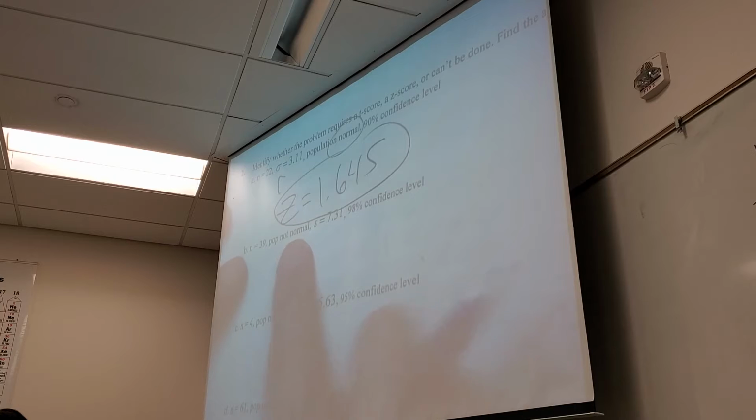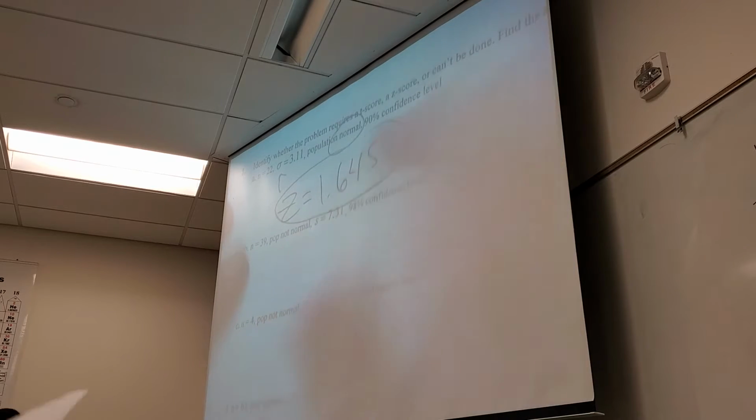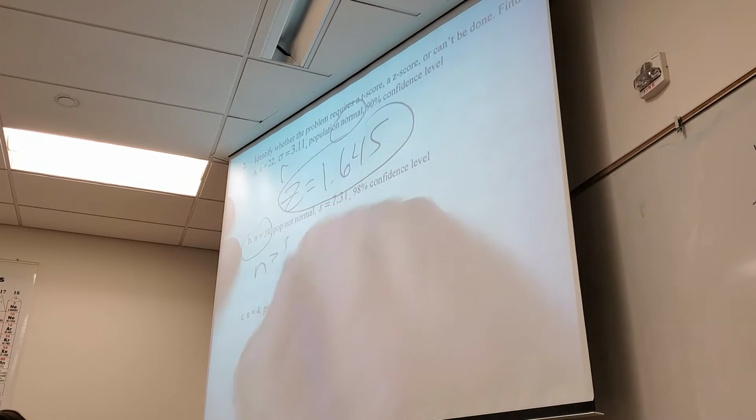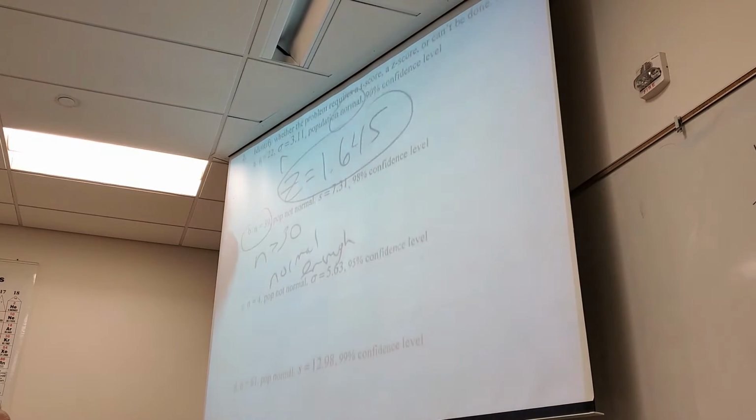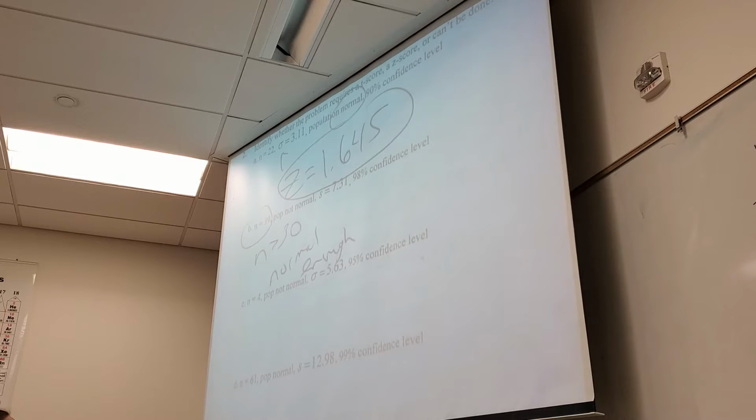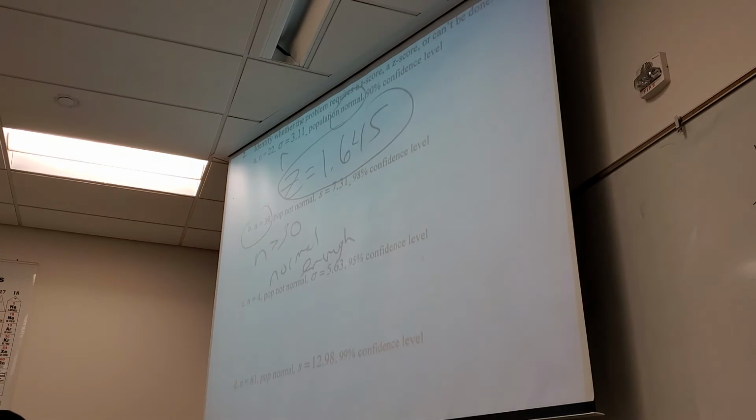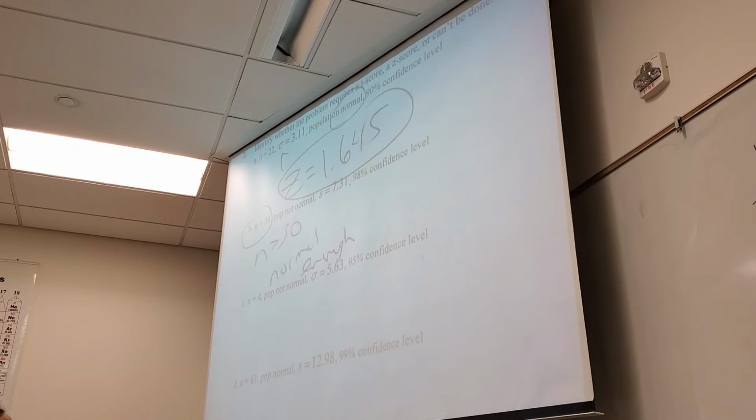No, it's not. It says it's not normal. N is greater than 30. But N is bigger than 30, so it is normal enough. You guys understand what I'm saying? It's the first thing you look for, because if it isn't normal and the sample size isn't big enough, you don't have to do anything. So how often am I going to do that for you?